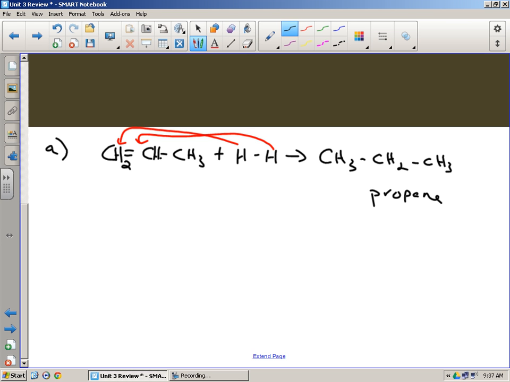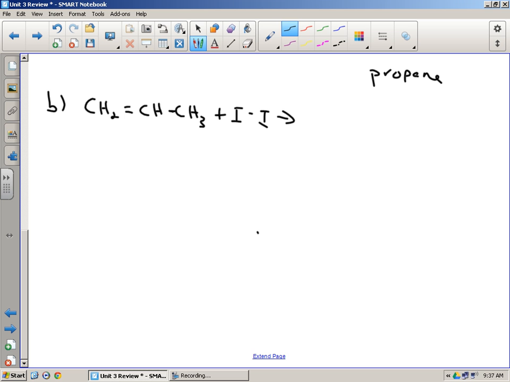B was, once again, propene, and iodine, I believe. And once again, what are you going to do with this reaction? Well, double bond, right? Probably the easiest thing is to add those I's on either side there. So once again, I'm going to get CH2 with an I on here, CH with an I on there, and CH3. So in this case, we'd have 1,2-diiodopropane.